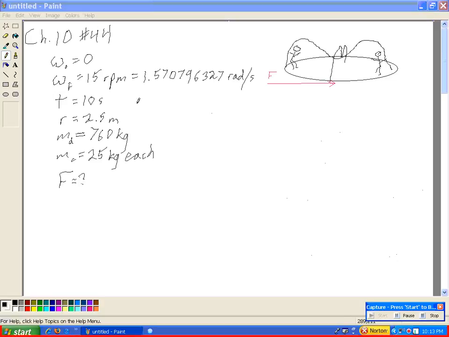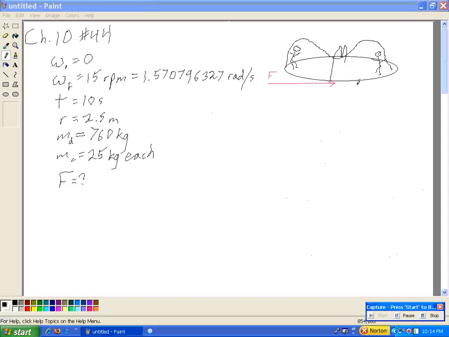Okay, so this is chapter 10, number 44, the second time I'm trying to do this because the first time it went to 10 minutes and 16 seconds. So let's try again.